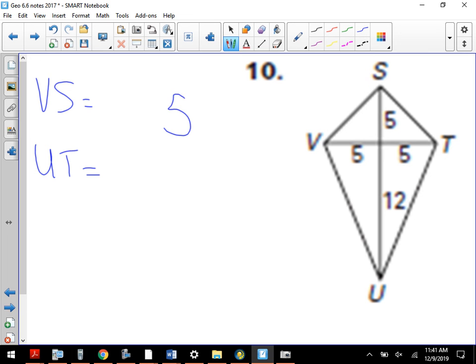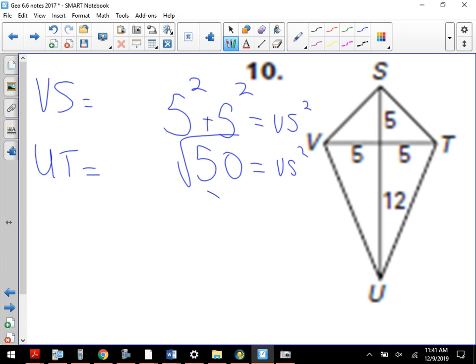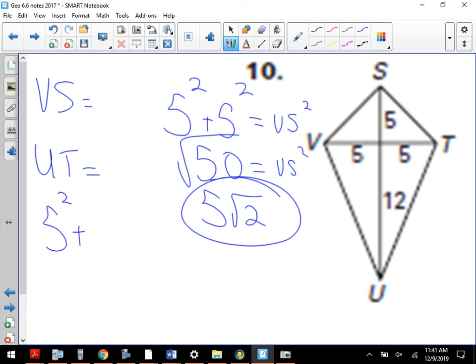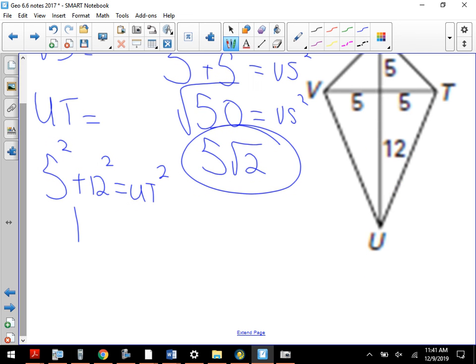You do this right. So you take the square root of 50, you should have gotten 5 root 2 for the VS segment. You did that right. And then for the other one, when you write that out, you had 5 squared plus 12 squared. That was for UP squared. You would have got 169, take the square root of that, you got 13 for the other part. If you did it right.